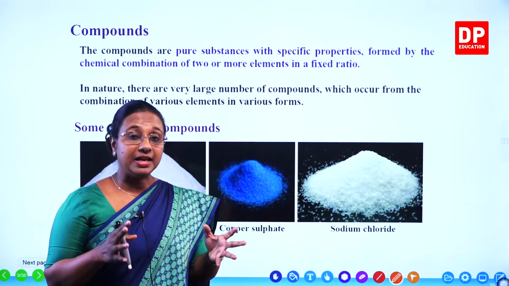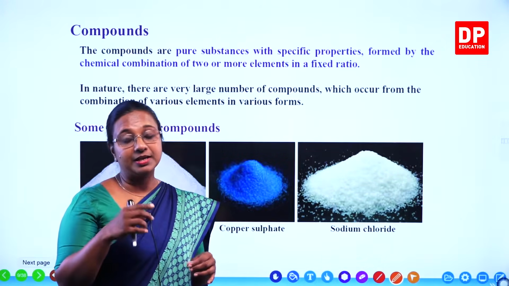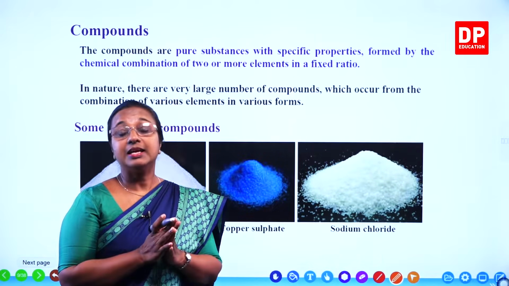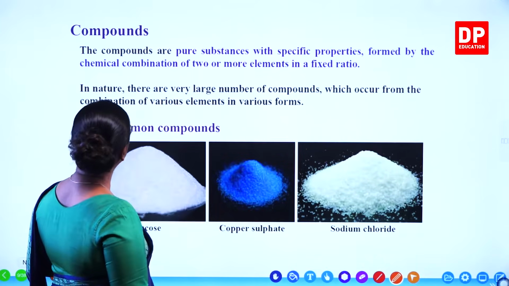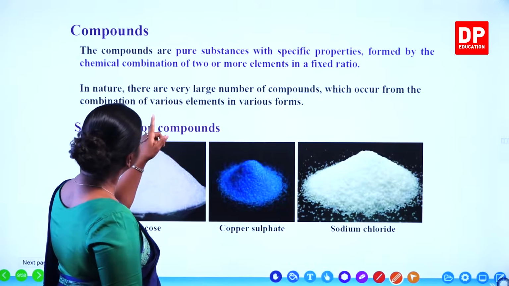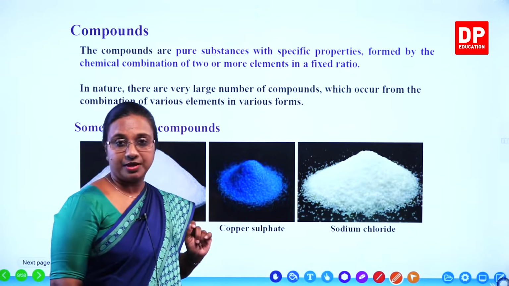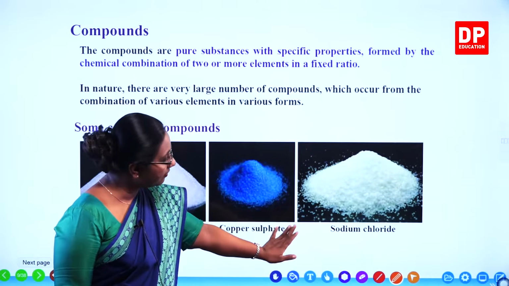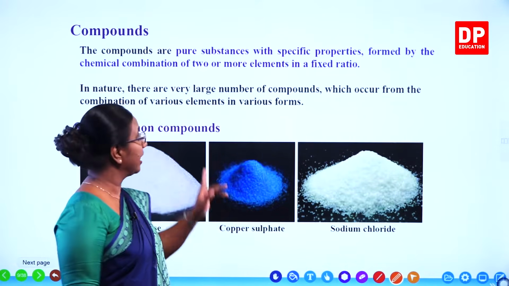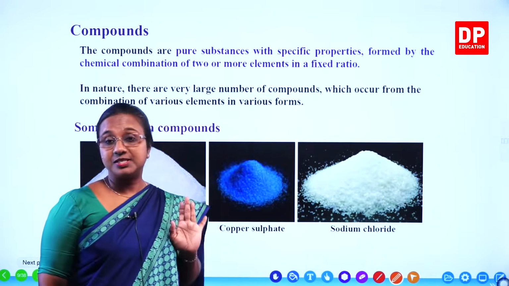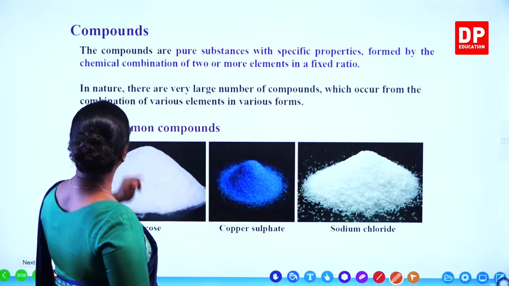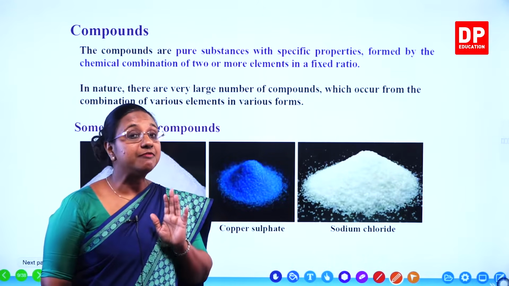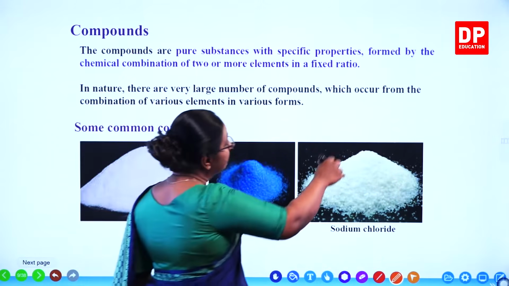But they are made up of not just one element, but more than one element combined chemically. So, let's see what these compounds are. The compounds are pure substances with specific properties that I told you all. Glucose is only glucose, copper sulfate is only copper sulfate, sodium chloride is only sodium chloride. That is, pure substances with specific properties formed by the chemical combination of two or more elements in a fixed ratio. Now, just remember this for now.